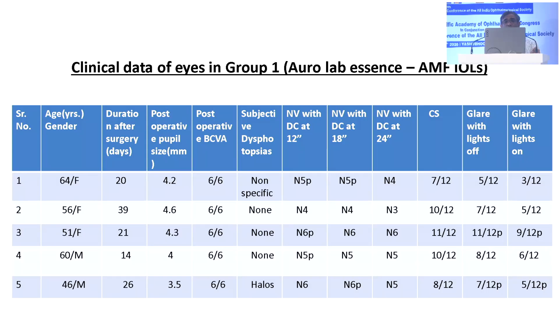So, with group 1, the Oro patients, what we found was that near vision, so we did a distance vision correction, the best corrected visual acuity, which is here 6/6.